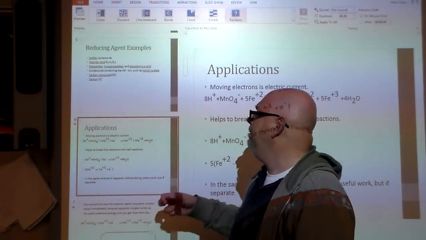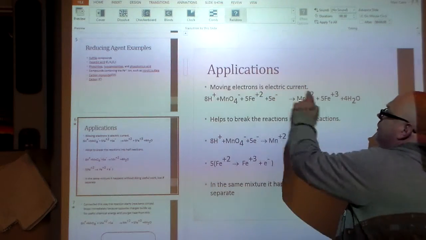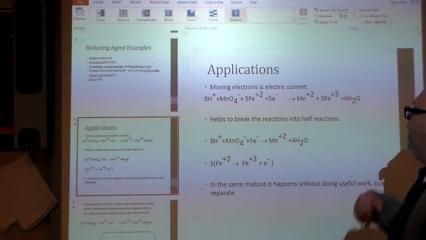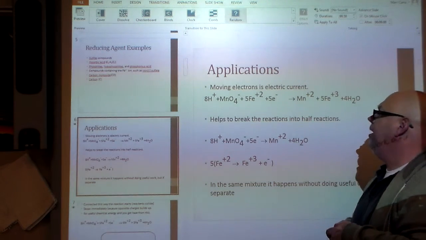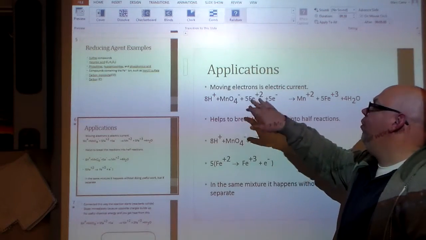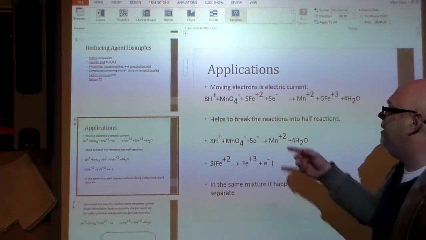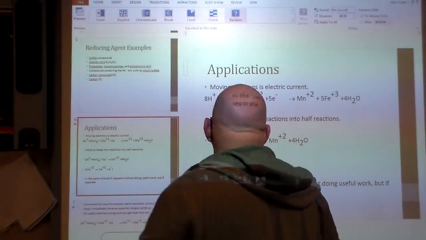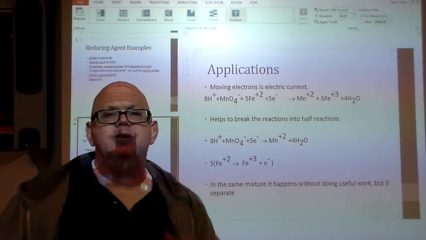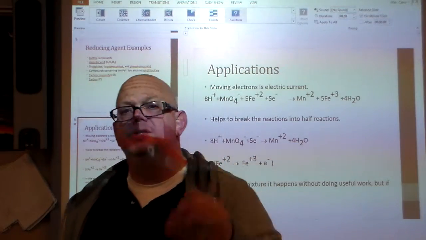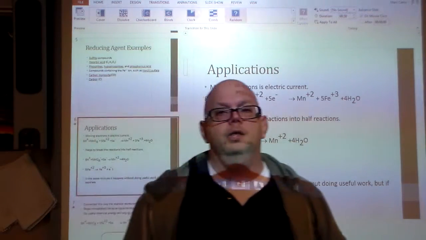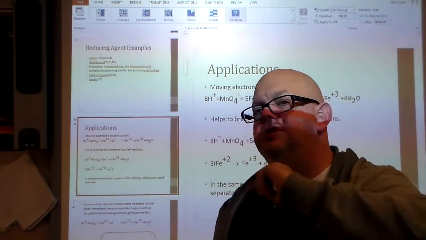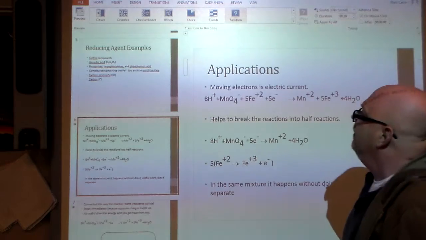Okay, applications. Keep in mind, moving electrons is the electric current. That would be a key thing, and we've got a cute little reaction up there, but we need to break it down. We've got MnO4 and iron running loose out there, and we can break it down into half reactions, which is part of the redox. The bottom line is, somebody is going to lose electrons, somebody is going to pick up electrons. If they lose electrons, they're oxidized, they are a reducing agent.